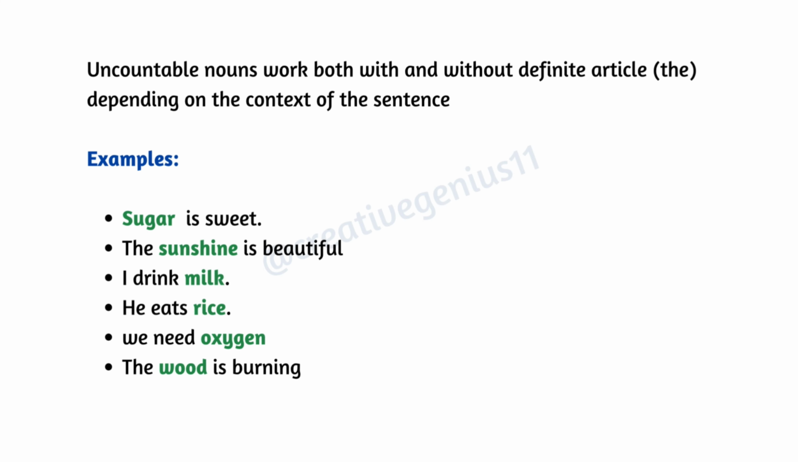Uncountable nouns work both with and without the definite article the, depending on the context of the sentence. Examples: sugar is sweet; the sunshine is beautiful; I drink milk; he eats rice; we need oxygen; the wood is burning.